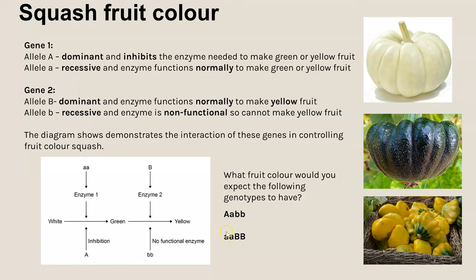The second genotype, this time we have two copies of the recessive allele for A, which means the fruit will be either green or yellow. And the way we can see that on the flow diagram is for gene 1, which is the first enzyme, if you have two copies of the recessive allele, the enzyme's working, so that tells you you'll get potentially green. Then we have to look at the second gene, which is gene B, and there are two dominant alleles. And for this one, we can see if you have a dominant allele for gene 2, that means that enzyme 2 will work and green will be converted to yellow. So the phenotype for this genotype would be yellow. And that is just another example of epistasis and how this was assessed in an exam question.